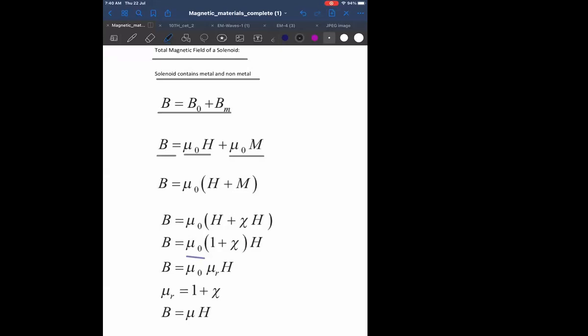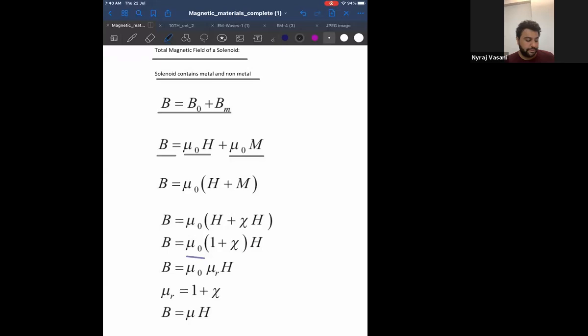Yes. Now, can I say in this mu naught is common? Inside the bracket, H plus Mz. They have written M, but actually it should be Mz. Mu naught as it is. Can I write H as H? And can I write magnetization as Xi into H? Think about it. Because susceptibility is Mz by H. Mz can be written as Xi into H. Just check the formula. Can I write Mz as Xi into H? Check, all of you.